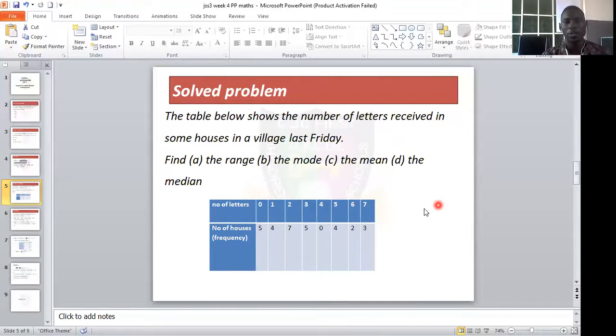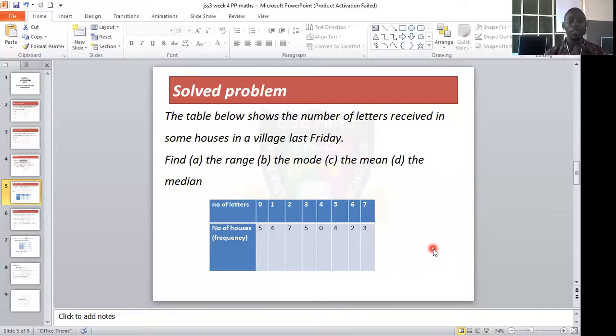These are the number of the houses, which is 5, 4. 5 plus 4 is 9. 9 plus 7 is 16. 16 plus 5 is 21. 21 plus 4 is 25. Then 27 and 30. So that's 30 houses. So the table below shows the number of letters received in some houses in the village last Friday.